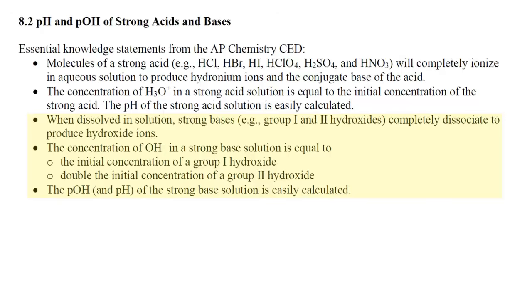So we have sodium hydroxide in this example. When dissolved in solution, strong bases, for example, group 1 and group 2 hydroxides, completely dissociate to produce hydroxide ions. So on the periodic table, since sodium is located in group 1, sodium hydroxide is an example of a group 1 hydroxide. The concentration of the hydroxide ion in a strong base solution is equal to the initial concentration of a group 1 hydroxide such as NaOH. And the pOH and the pH of the strong base solution is easily calculated.